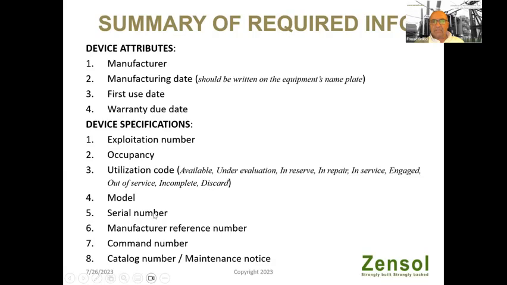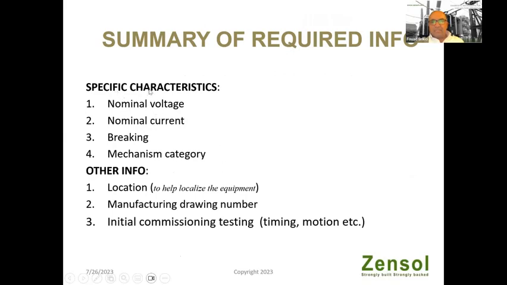The model, the serial number, manufacturer reference number, command number, catalog number, the maintenance notice. All this information is really important if you want to do your maintenance properly. And some specific characteristics such as nominal voltage, nominal current, the breaking capacity, mechanism category, the other information like the location to help localize the equipment, manufacturing drawing number, initial commissioning testing, timing, motion.